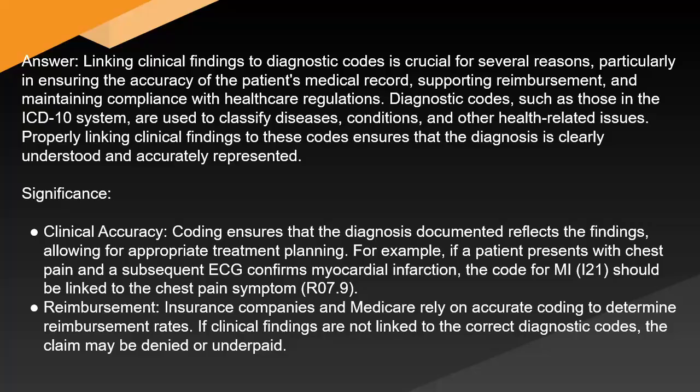Significance. Clinical accuracy: coding ensures that the diagnosis documented reflects the findings, allowing for appropriate treatment planning. For example, if a patient presents with chest pain and a subsequent ECG confirms myocardial infarction, the code for MI should be linked to the chest pain symptom, R07.9. Reimbursement: insurance companies and Medicare rely on accurate coding to determine reimbursement rates. If clinical findings are not linked to the correct diagnostic codes, the claim may be denied or underpaid.